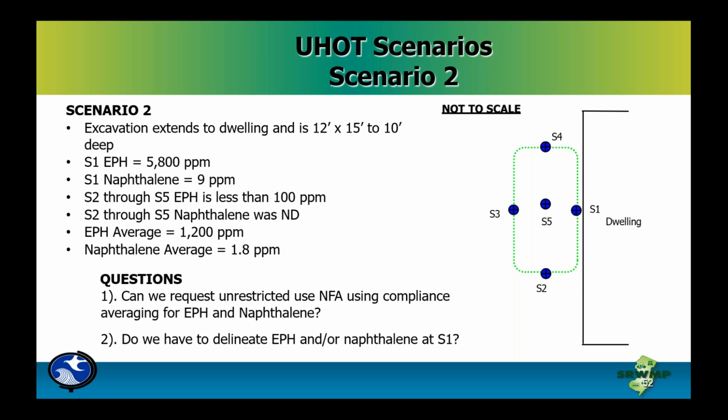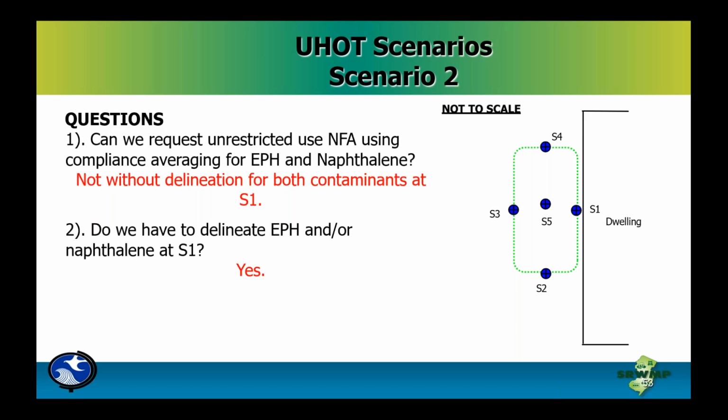Well, I think we know the answer to question 2 now. Again, it's going to be the same scenario here. We're going to have to delineate at S1, both laterally and vertically, which is going to mean somehow getting a sample from underneath the house.